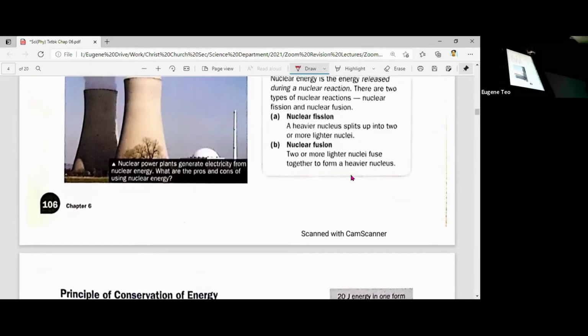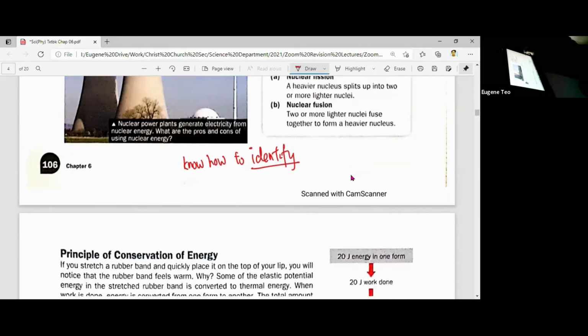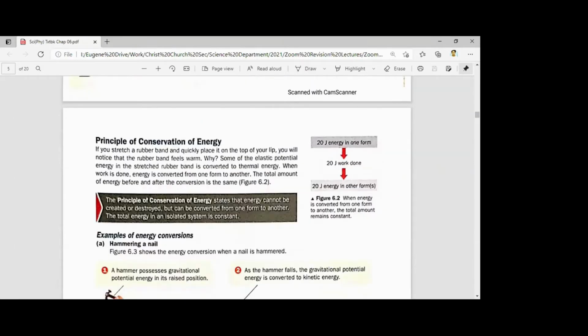Why we need to know them is because we need to know how to identify. To identify what are the various forms of energy, you first need to know what the various forms are. So that's why they went through a few pages of it, just to elaborate a little bit more on what the various forms of energy are. Really about some of the principles you need to think about when you're looking at energy conversion.